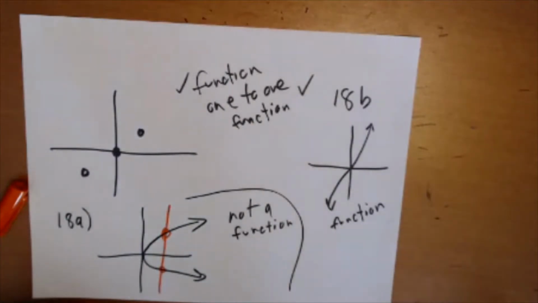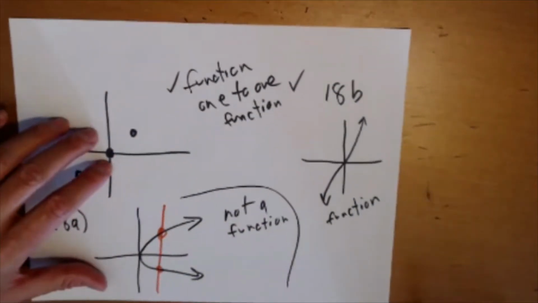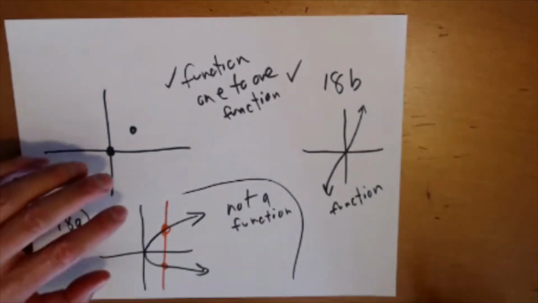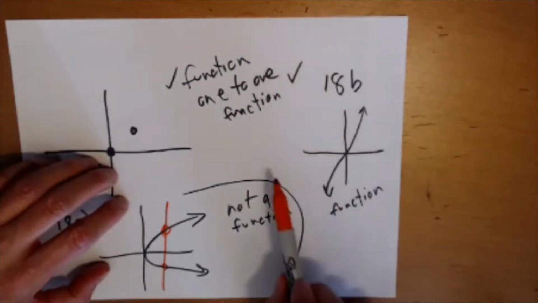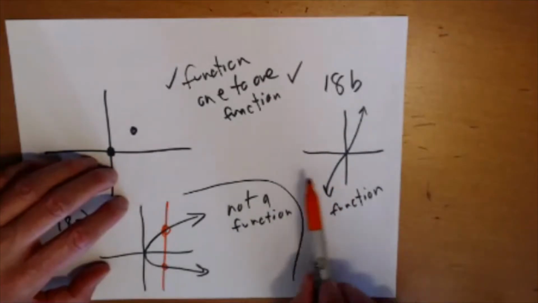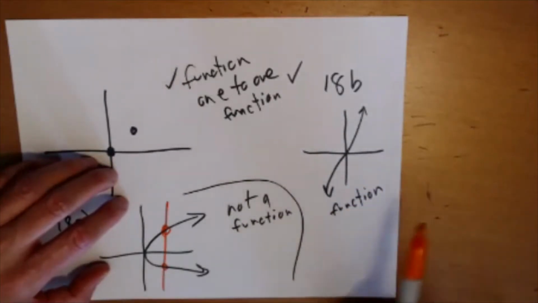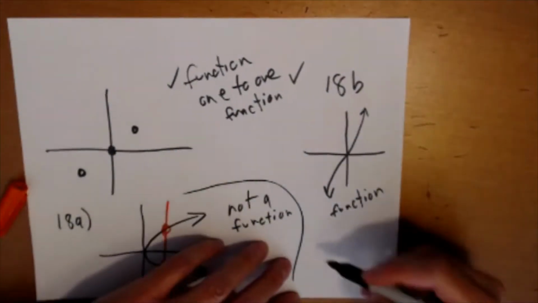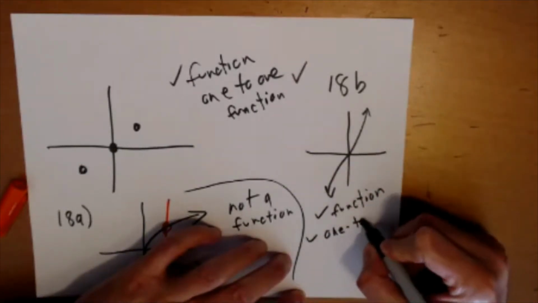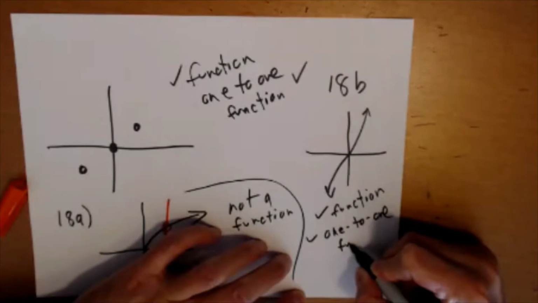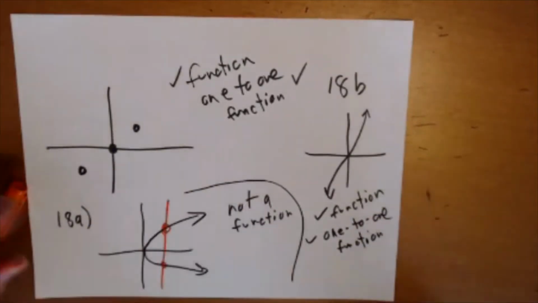Now that we know it's a function, if it also passes the horizontal line test, then we say it's a one-to-one function. Can you draw a horizontal line and make it hit the squiggly line in more than 1 spot? Nope. So it's a function, yes, and it's also a one-to-one function. Hey, these problems are pretty easy. Yes.